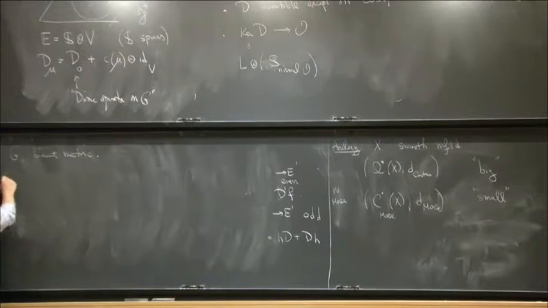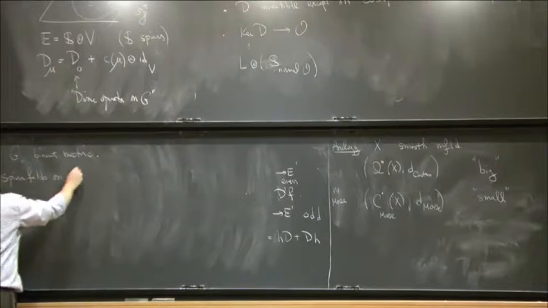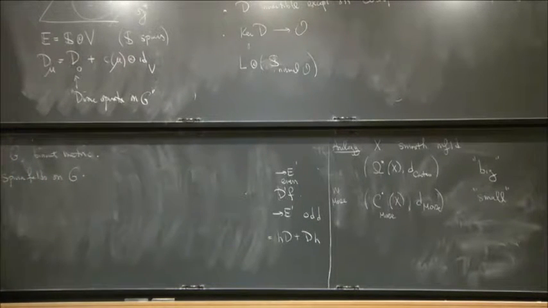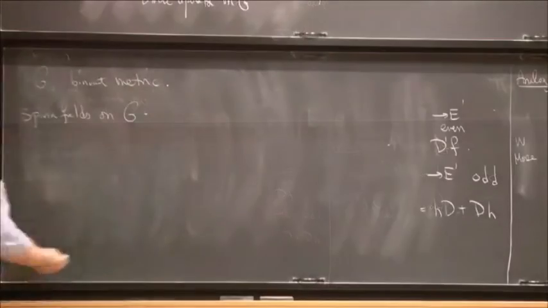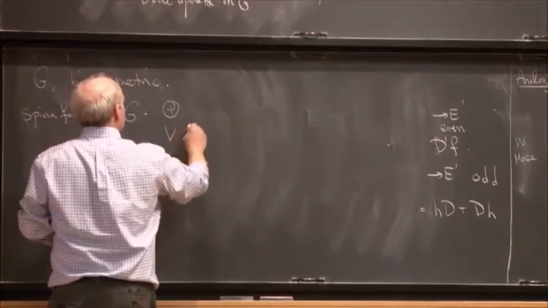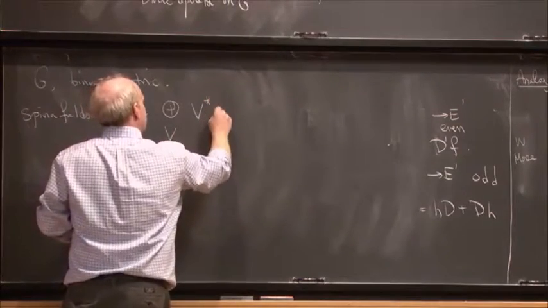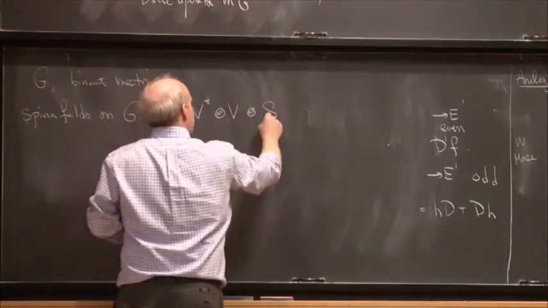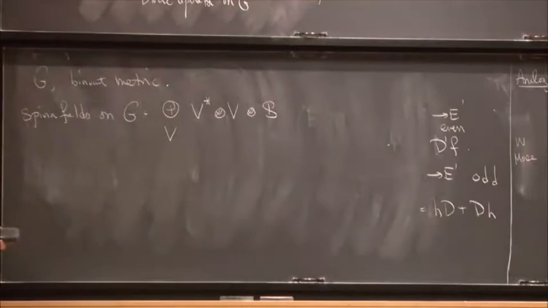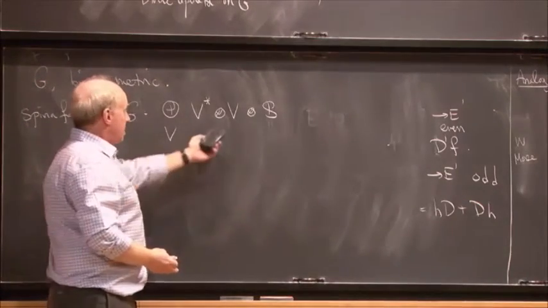And now the spinor fields on G: those are the functions on G tensor S. And the functions on G break up as a sum over the irreducible representations of V dual tensor V, and then we have S. So we can decompose under the action of G cross G by left and right multiplication the spinor fields on G like this.